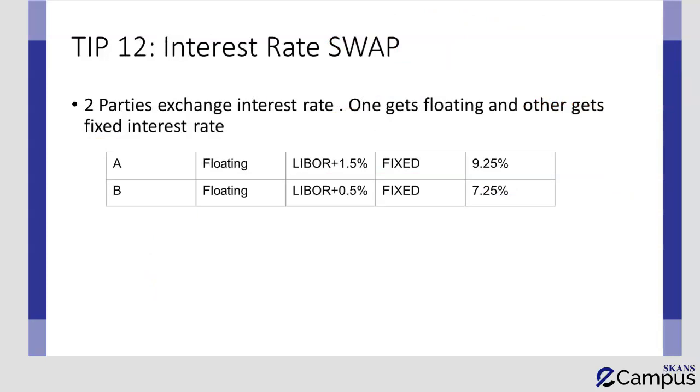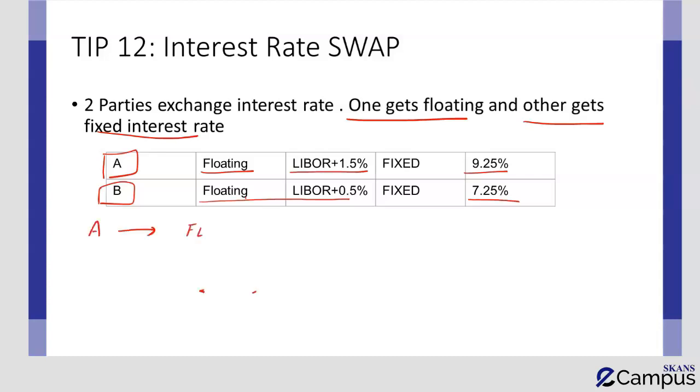And finally, you need to know about a very important thing, that is the interest rate swap. What if you are two parties and you want to exchange your interest rates? So what is a swap? A swap is when one gets a floating rate and the other gets a fixed rate. And how do they get it? A has the option of either taking a floating rate loan at LIBOR plus 1.5% or a fixed rate loan at 9.25%. And B has the option of either getting a floating rate loan at LIBOR plus 0.5% or a fixed loan at 7.25%.